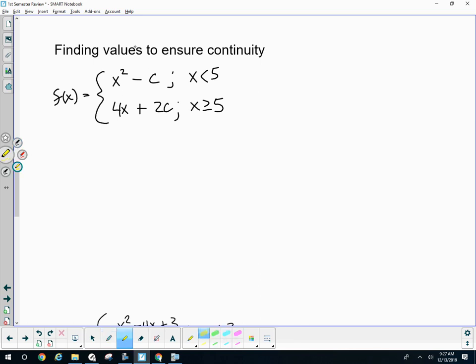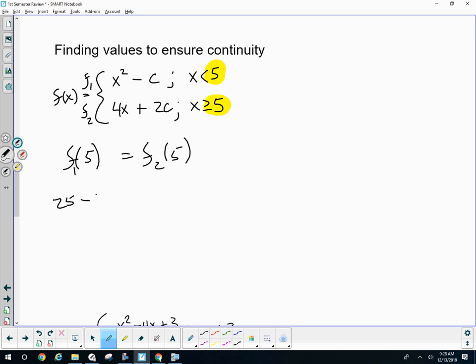For a piecewise function, we can find a value that ensures continuity. For piecewise functions, what we're worried about is whether or not the pieces meet up at a location. So I would make sure that this first little piece meets up with the second little piece at 5. I'd get 25 minus c for my first piece equals 20 plus 2c for the second piece, and then I'd solve for c. Subtract 20, add c, divide by 3.